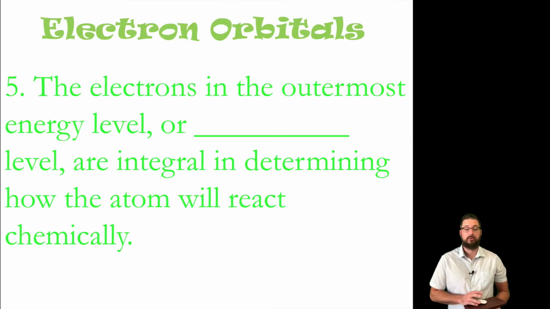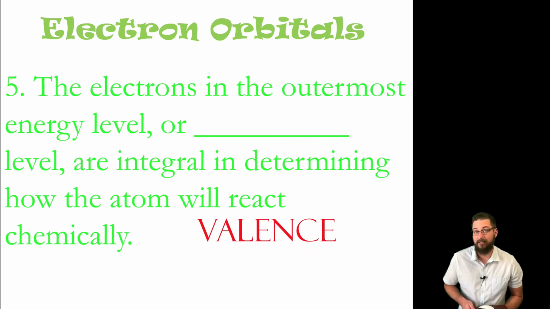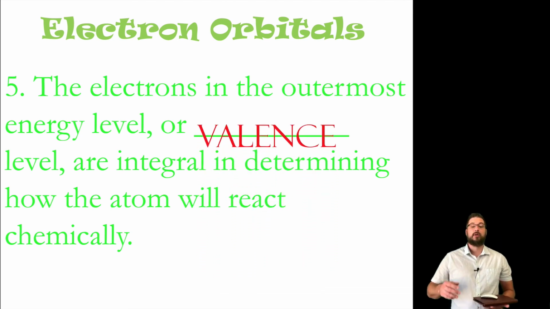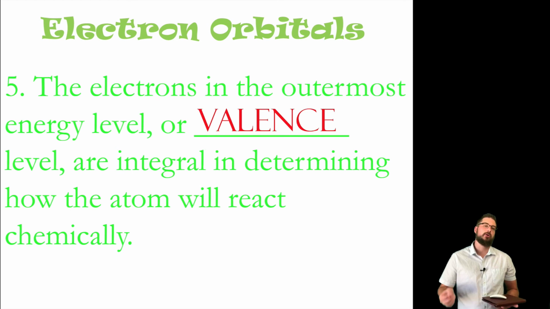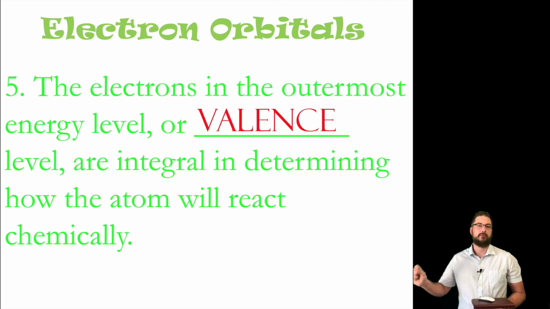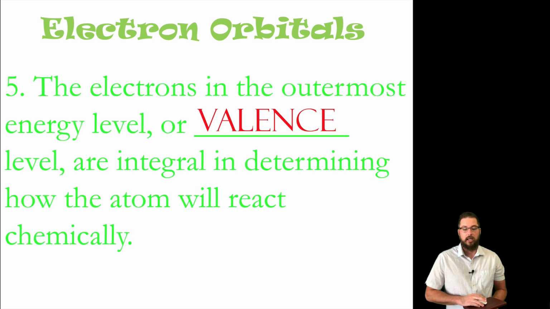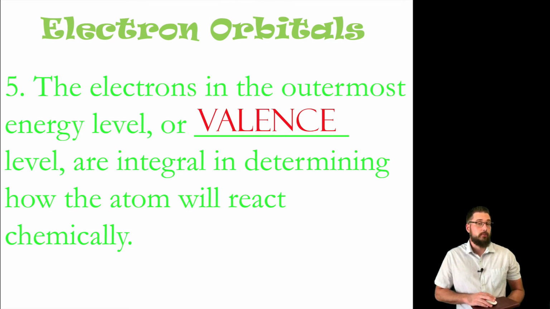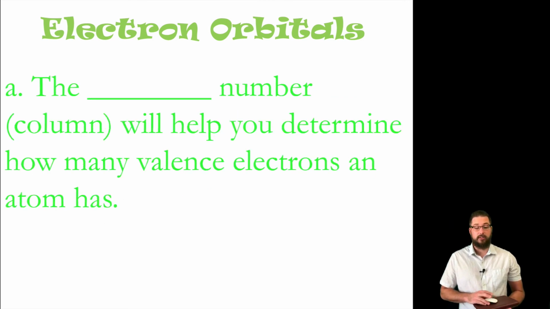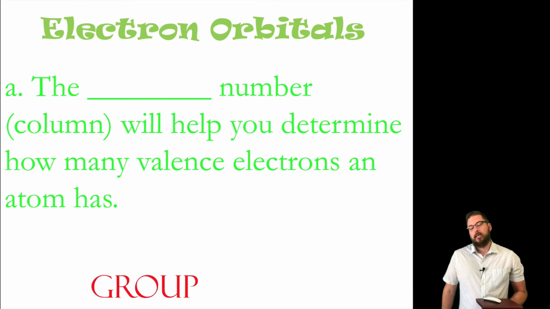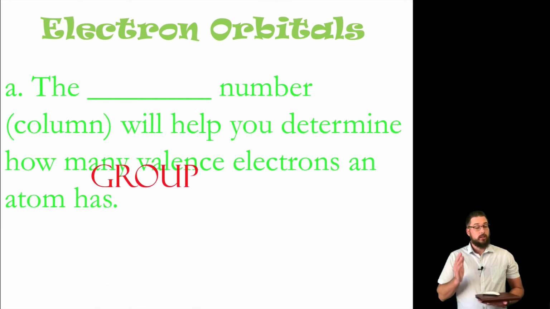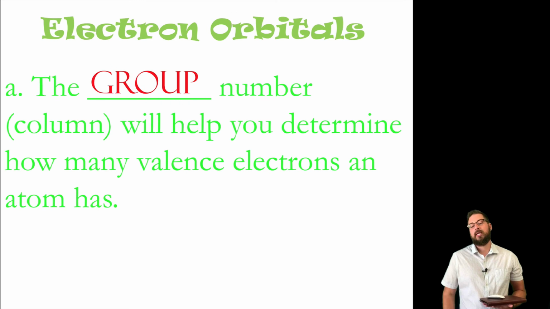Now the electrons on the outermost energy level are called the valence electrons, and they're very important in determining how certain elements behave. And so it's the valence electrons that are mostly involved in chemical reactions. And again, we can predict how they will react based off of the number of valence electrons, and we'll learn about that later. Now, the group number, which is the column, will help you determine how many valence electrons an element has, or an atom.